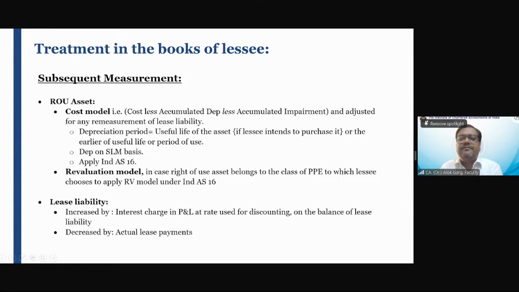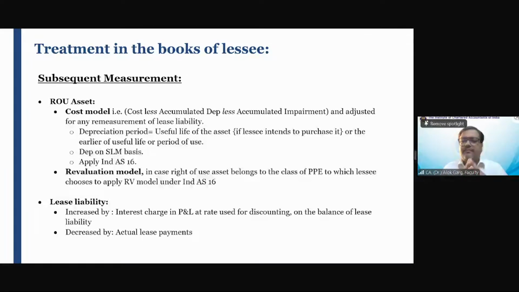Friends, now we have discussed the initial recognition and measurement. Now we are entering into the subsequent measurement. Okay.